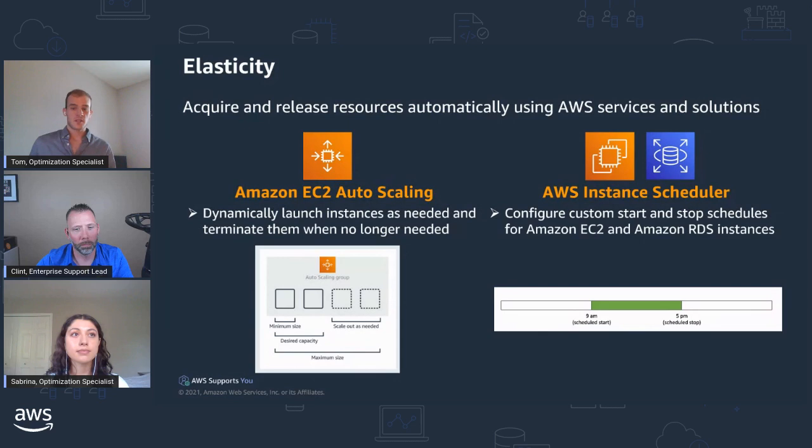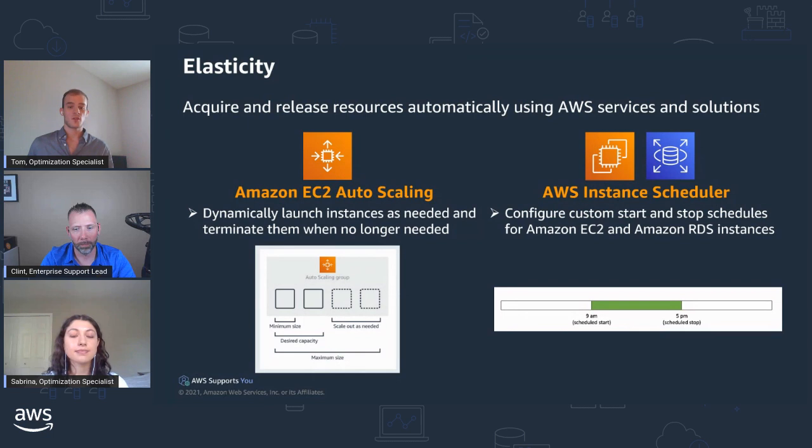Now, the last optimization principle is elasticity, and the two options are auto scaling and scheduling. EC2 auto scaling groups are a way to account for workloads with large demand spikes. A scaling plan can be configured to automatically add computing power to handle the load on your application and remove it when it's no longer required.